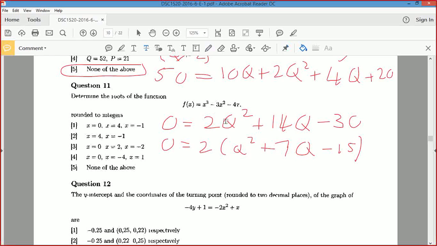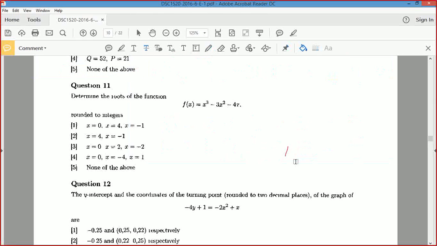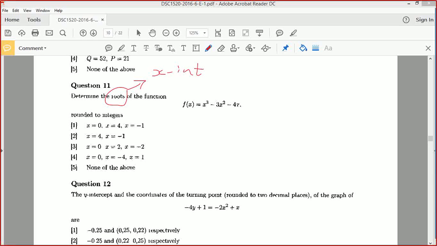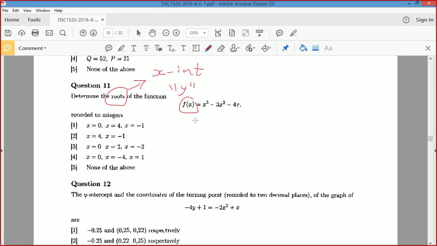What's the focus here? Determine the roots of the function. Roots, that's the key. Roots is another word for x-intercepts. I spoke about that earlier. Where do I find an x-intercept? I make y equal 0. So this would be my y because that's the function, the dependent variable. x is the independent variable.